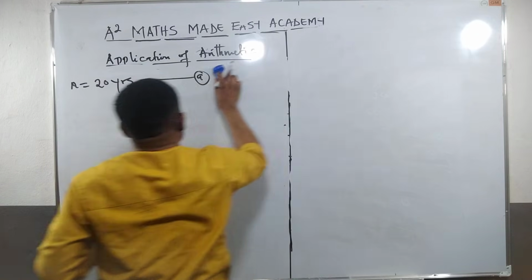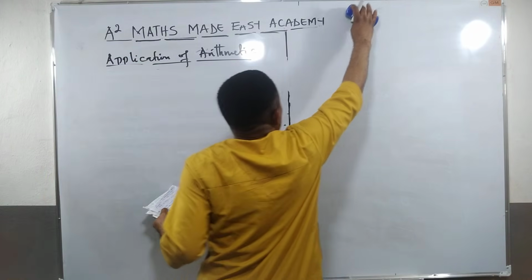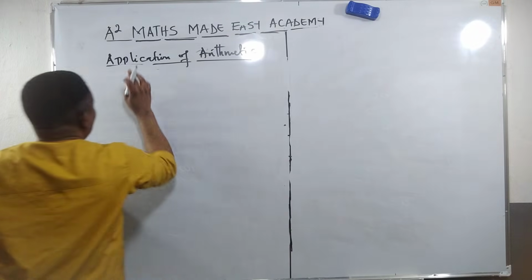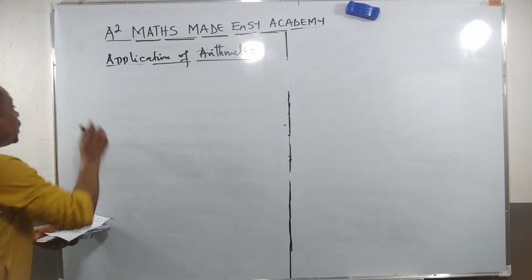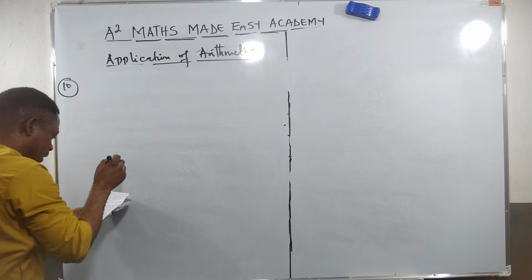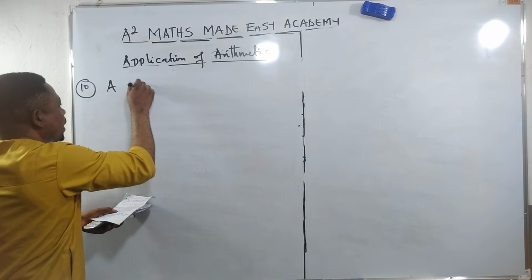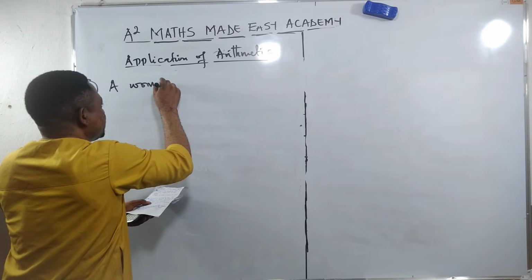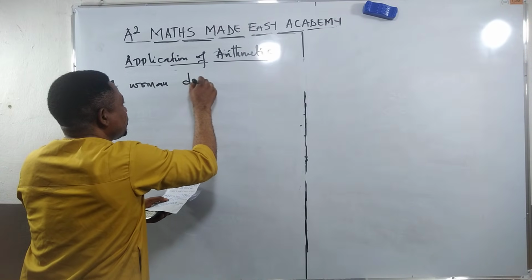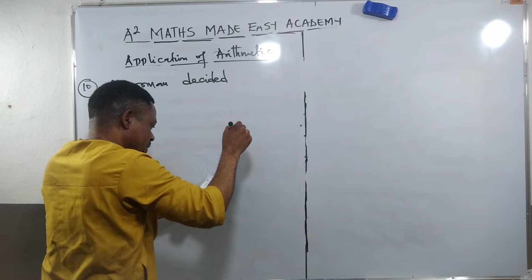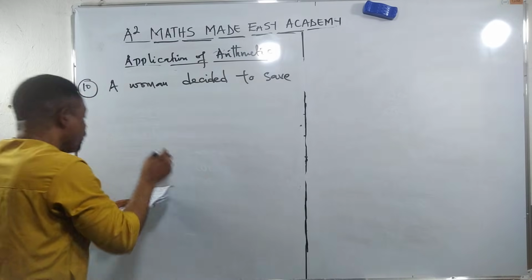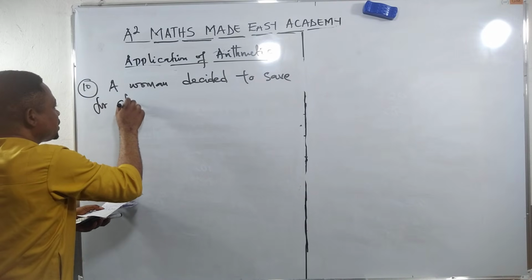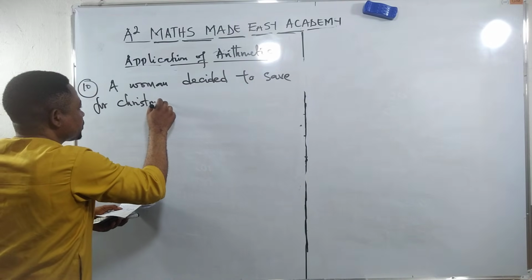We are continuing with the final arithmetic sequence. Under it, we are talking about the application. Can we move ahead now? Wow. Let's take a look at question number 10. The question says, a woman, what did I say? A woman decided to save for Christmas. Decided to save for what? Christmas.